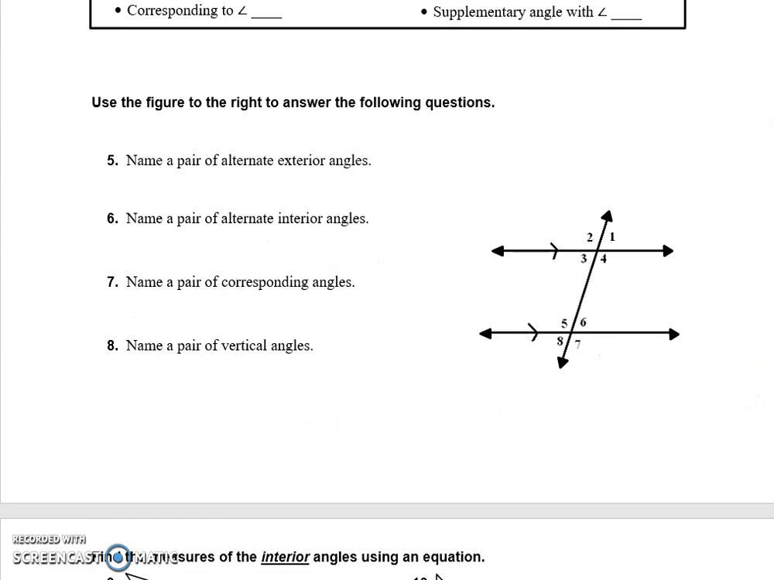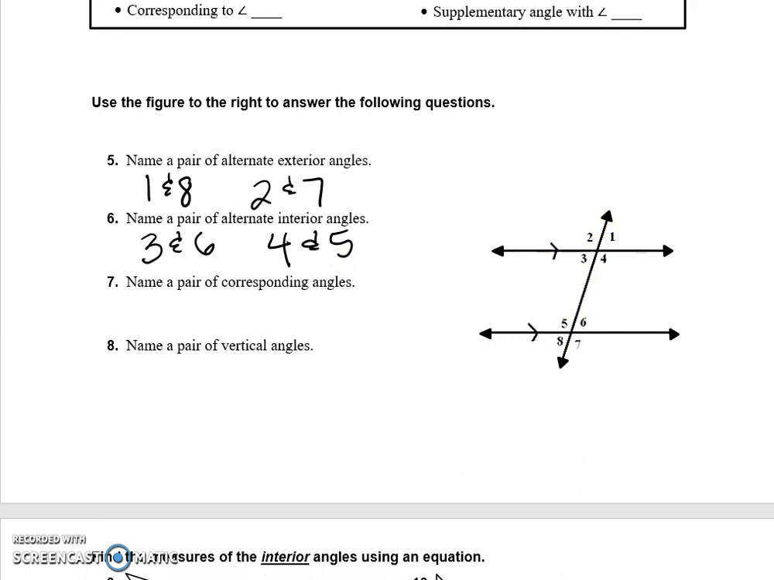All right, the next part of this vocab review is to name a pair of alternate exterior angles. So your options are 1 and 8 because they are on the outside of the parallel lines and on the opposite side of the transversal. Or you could also say 2 and 7. So those are your two options for alternate exterior angles. Now, alternate interior angles are on the inside of the parallel lines, on the opposite side of the transversal. You can say 3 and 6, or you could also say 4 and 5. Either one of those options is okay.